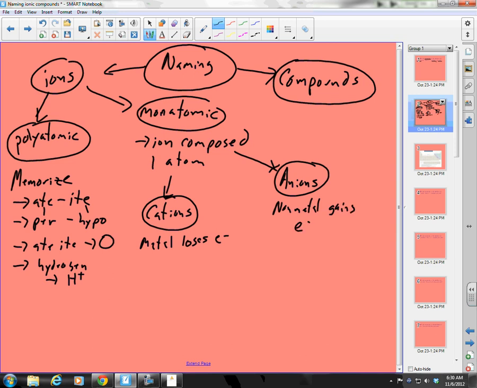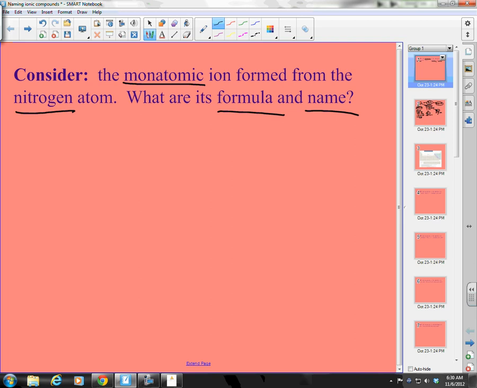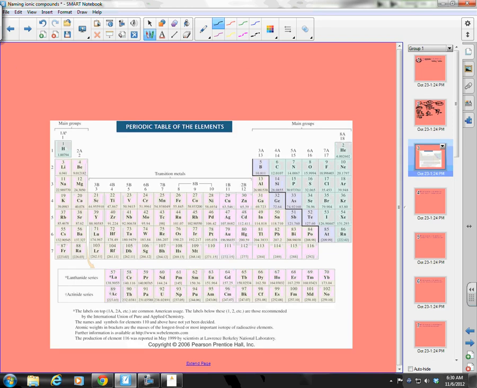Good. Now, back to our question. I have a monatomic ion, nitrogen. Okay, nitrogen. And it's going to become an ion. So we look at nitrogen. Nitrogen is where on my periodic table? Here's nitrogen. It is what? That would be a non-metal. So that would mean what? Okay, that means nitrogen is going to gain electrons.